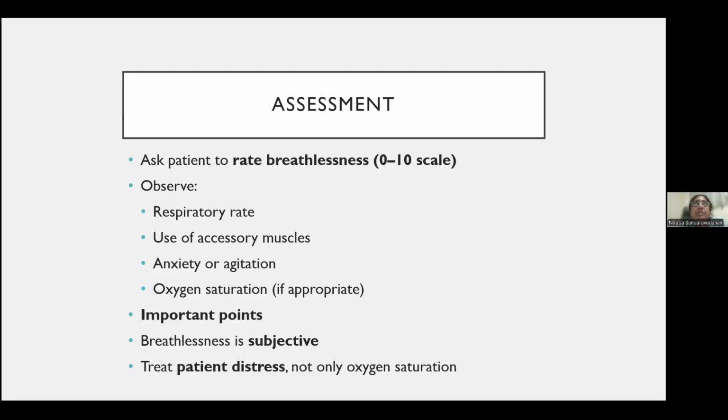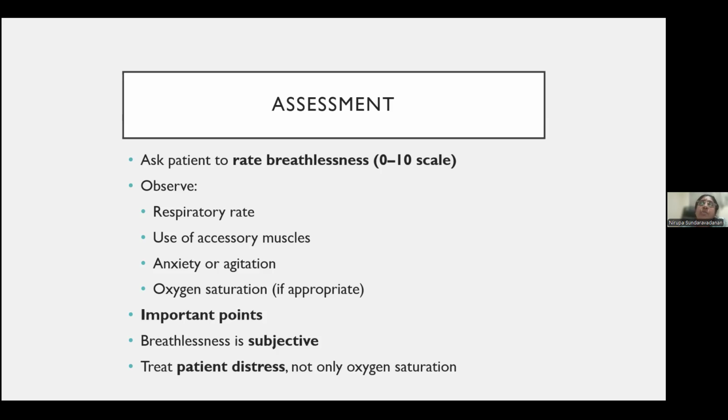Dyspnea is subjective. Hypoxia is an objective measure. Oxygen saturation is so much. But dyspnea is a subjective measure. And when there is dyspnea, we should know, are we treating this patient proactively? Do we need to measure hypoxia? Do we need to correct the oxygen saturation? Or has it been decided that this patient is for comfort care only?